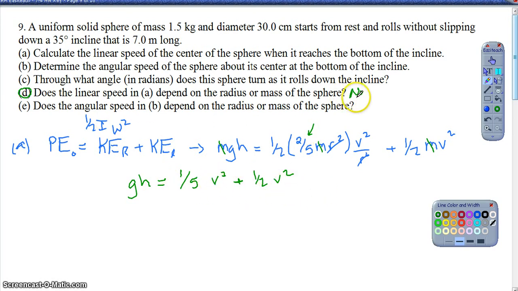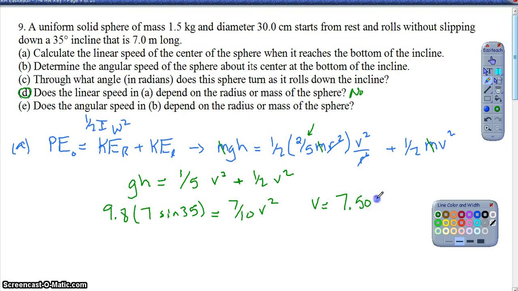So for part D, I can already answer that that is a no. Then again, from here, just calculating this, 9.8 times the height, which would be 7 times the sine of 35, right? It's just the vertical portion of that inclined plane. And then if I look at this, 1/5 plus 1/5 plus 1/2 would be 7/10 v squared if I get a common denominator there. So then solving for v, just solving for the velocity, I end up getting that the velocity is about 7.50 meters per second.